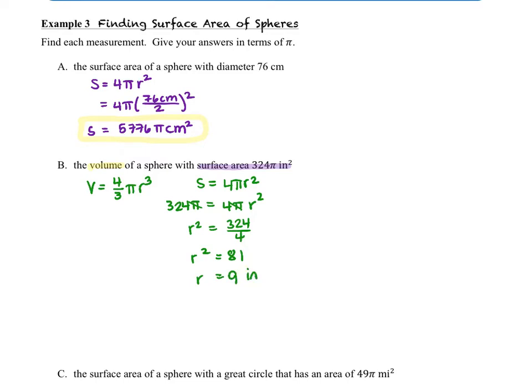So now we're ready to plug into our volume formula. Volume is 4/3 pi times 9 inches cubed for our r.